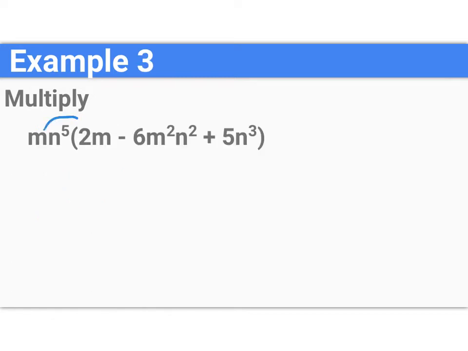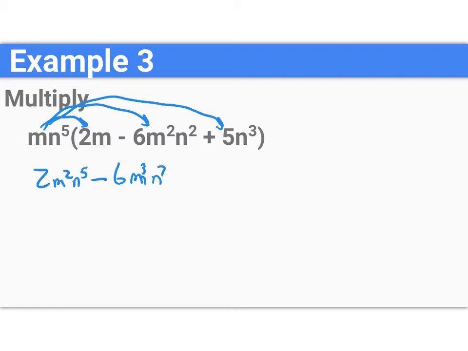Okay, we're going to distribute to everything and do it one at a time. m times m is 2m squared n to the 5th minus 6. m gets cubed. 5 and 2 make 7. n to the 7th. I kind of boogered that one up.